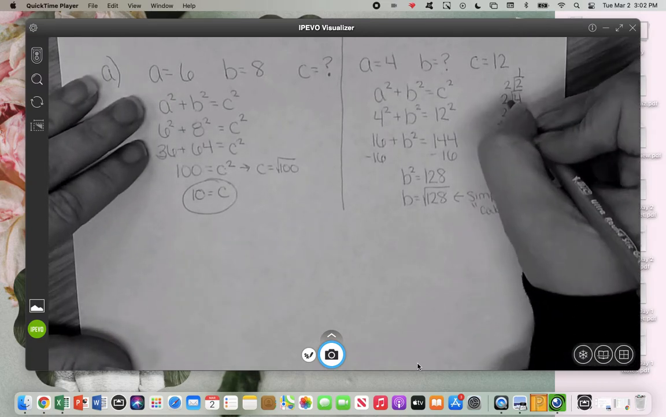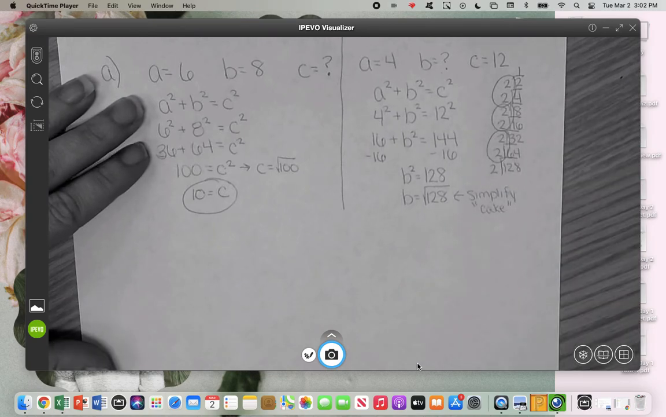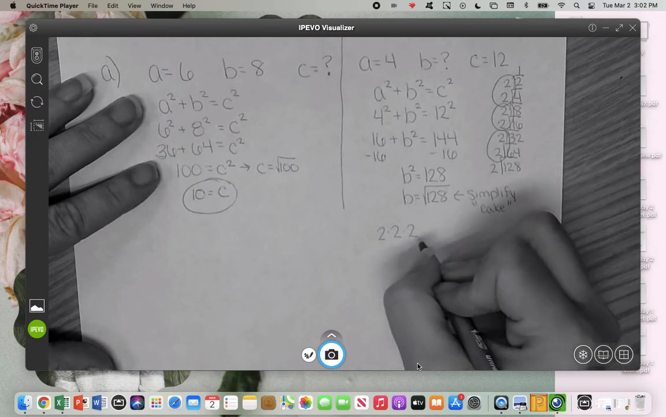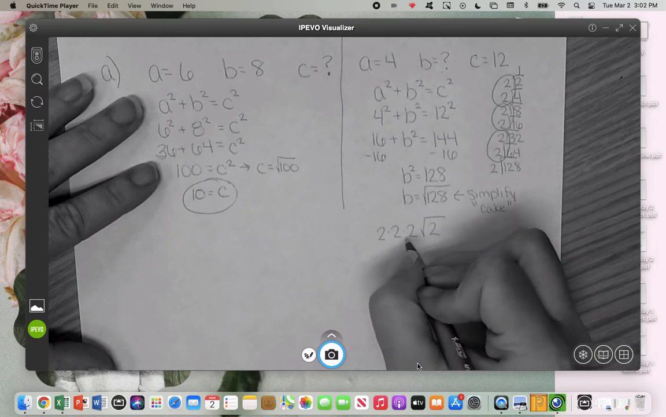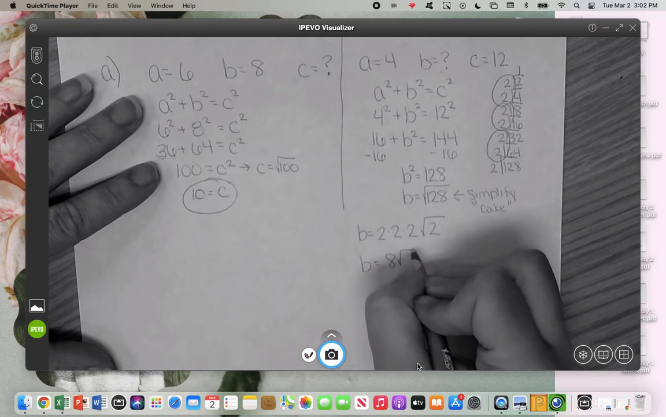And we are looking for pairs, so we have 1, 2, 3 pairs of 2's on the outside. So 2 times 2 times 2 with 1 2 left over. So our b value today for this one would be 8 root 2.